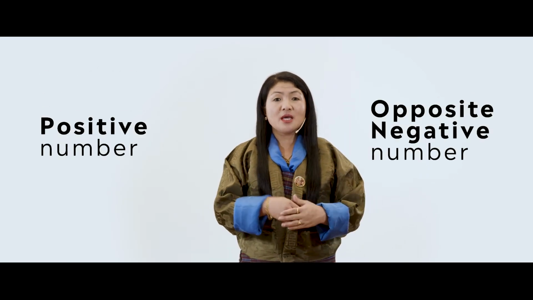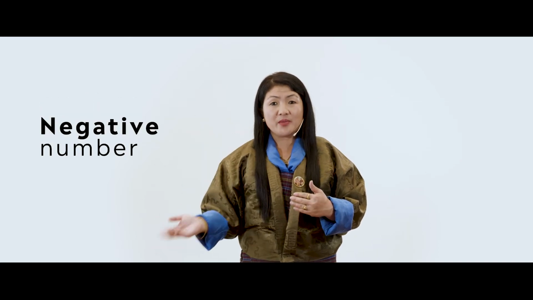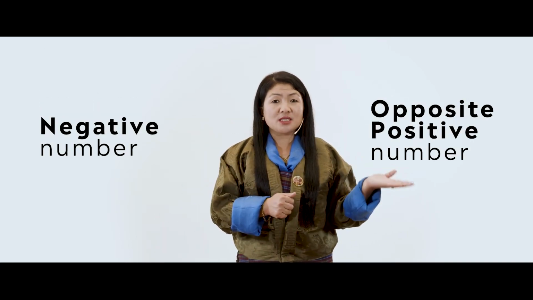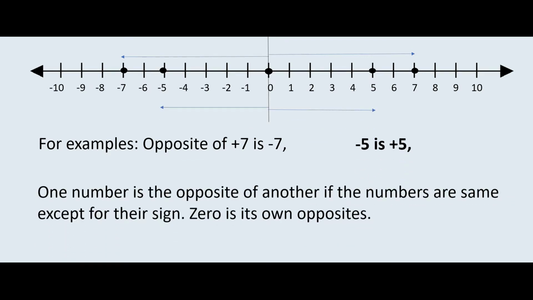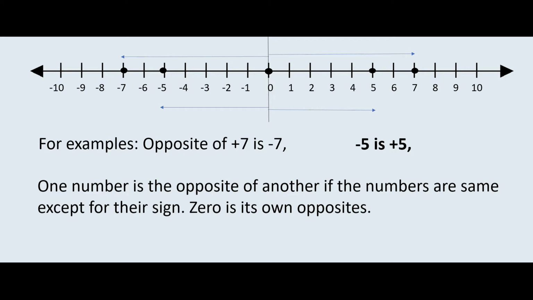Every positive number has an opposite negative number. Similarly, every negative number has an opposite positive number. So let's use a number line to look at the opposite integers. For example, the opposite of positive 7 is negative 7 and the opposite of negative 5 is positive 5. One number is the opposite of another number if the numbers are the same except for their sign. 0 is its own opposite.